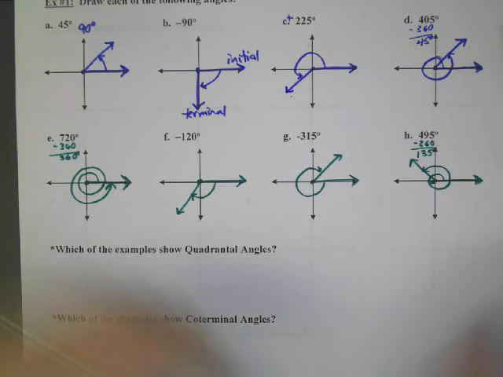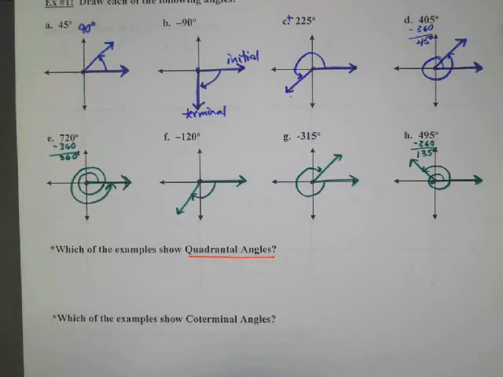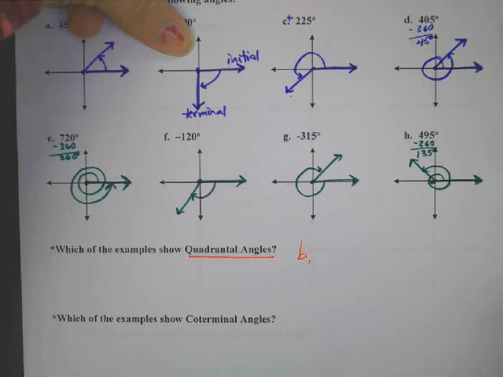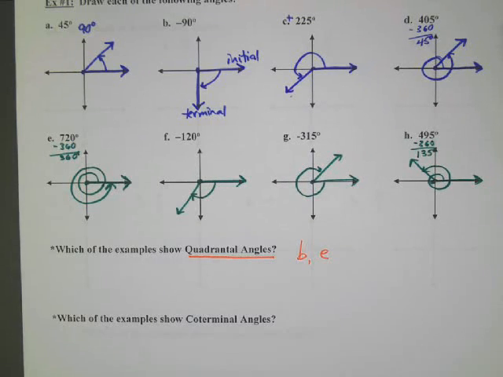Okay, now here's some questions. We just drew a lot of different angles here, but some of these are quadrantal angles. And which ones do you think are quadrantal? The first one that is quadrantal is B. Look at that, B. I'll tell you another one that's quadrantal is E. All right, now my question for you is, what is a quadrantal angle?